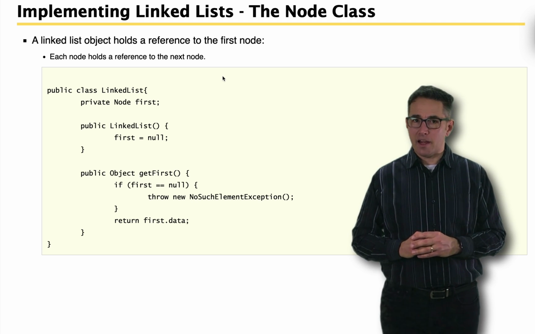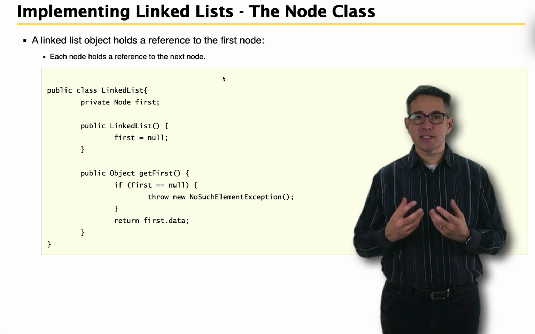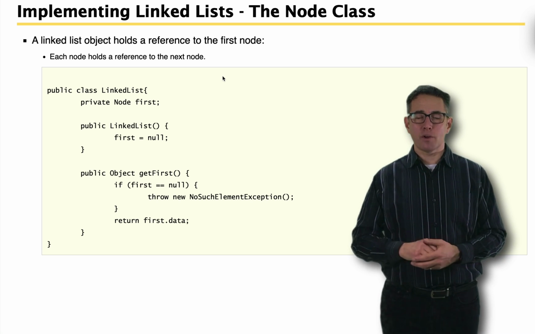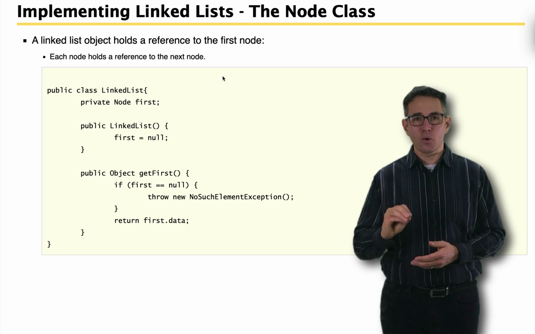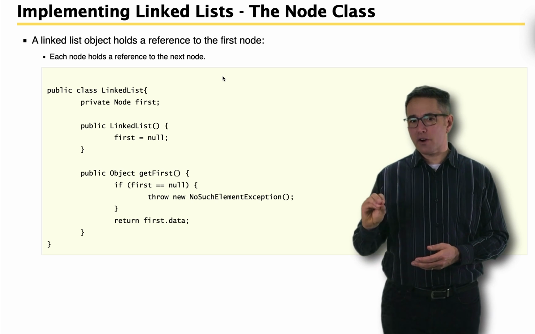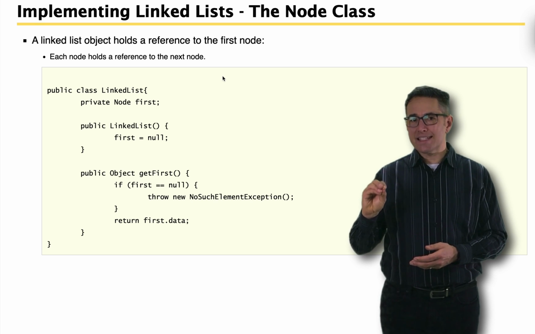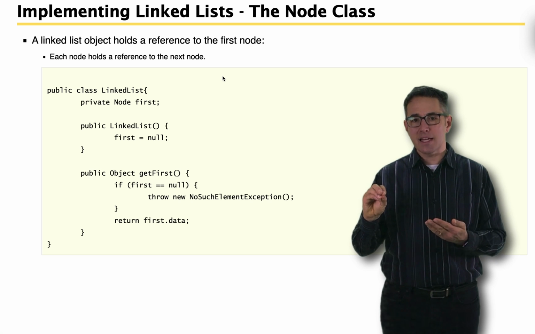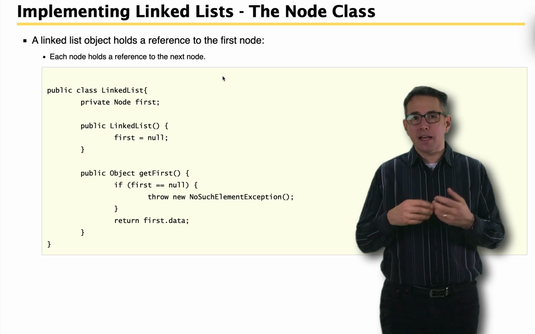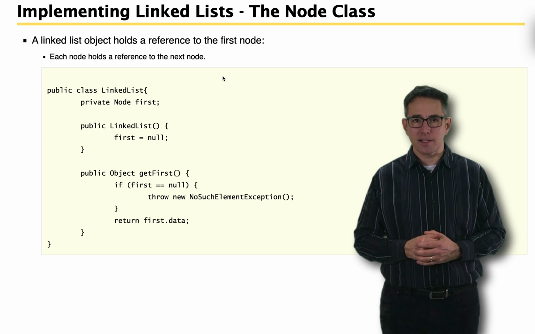If there is data there, then notice what we're going to return. We're not going to return first itself. We're not going to return the reference to the node class. Instead, we're going to return the data that's stored in the node class. So when a user calls getFirst, they never see the node class. GetFirst is a method that's part of linked list, and what gets returned is the data that's in the node. But the user never sees that. They just see their data coming back that they put into the linked list previously.